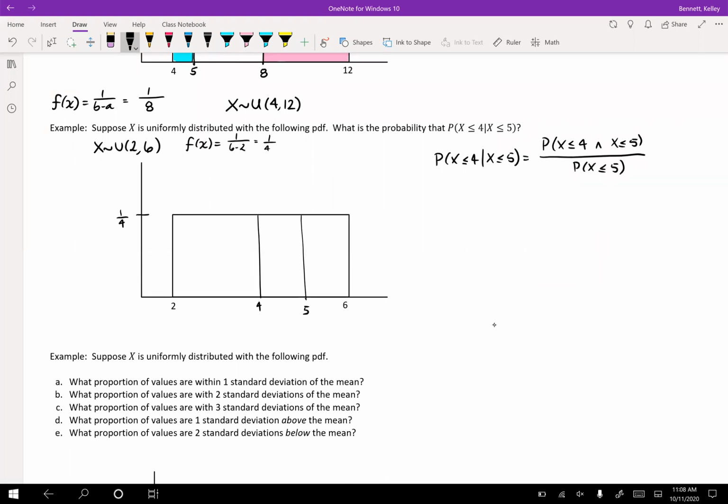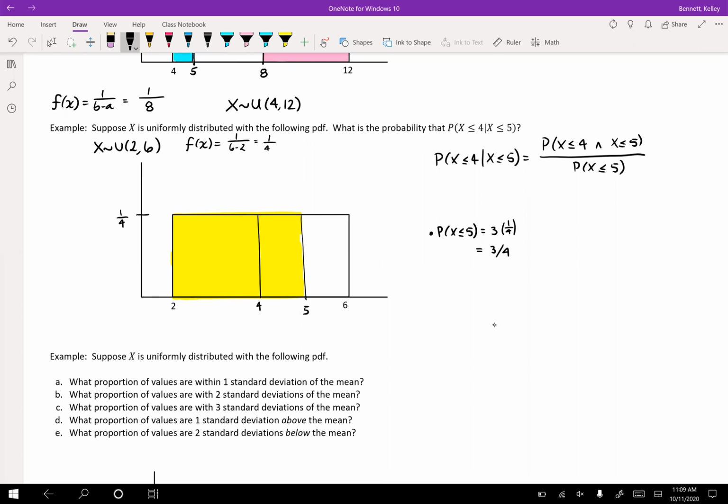So let's start with the denominator, x is less than or equal to 5. What is the area of this region here? I'm going from 2 to 5, so my base is 3. My base is 3 and my height is 1/4. So it's 3 over 4.